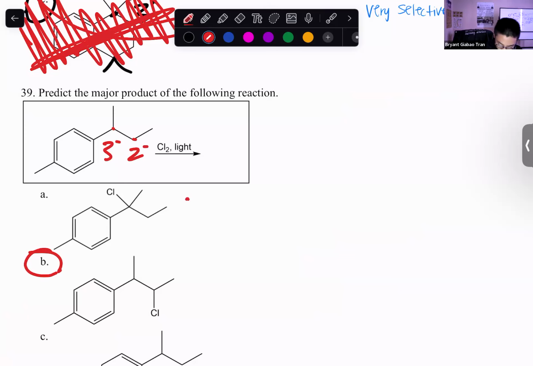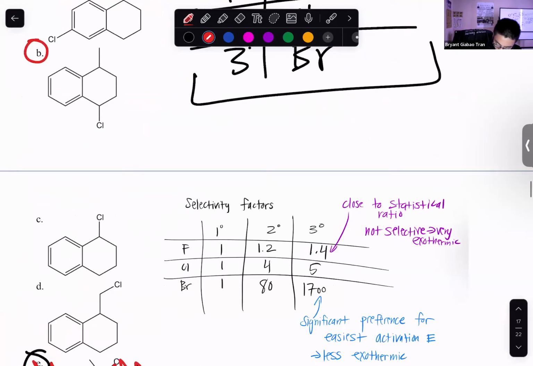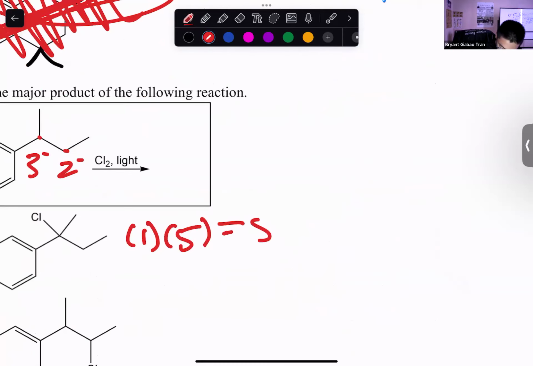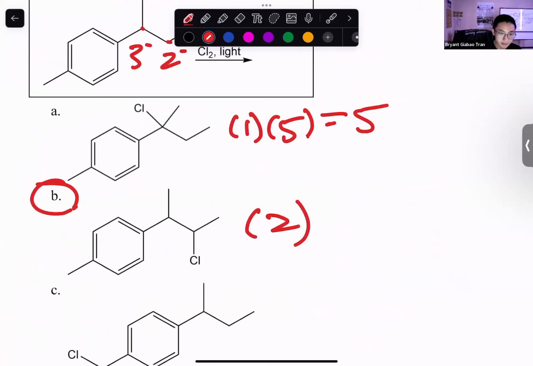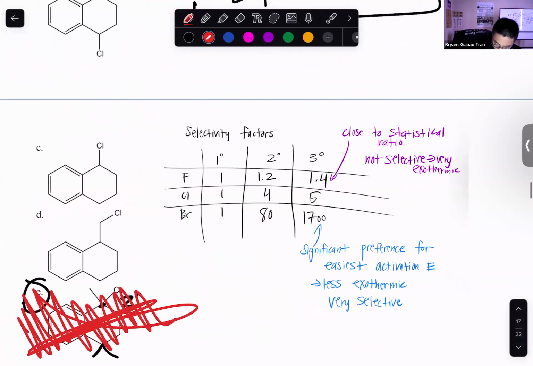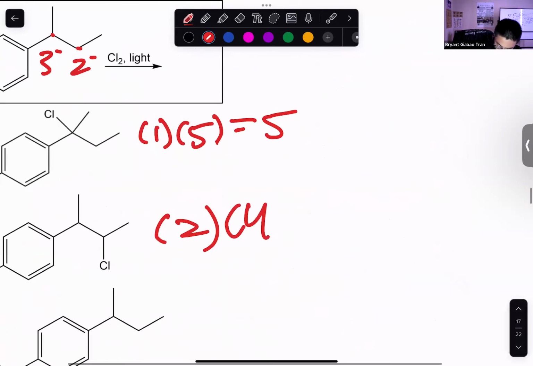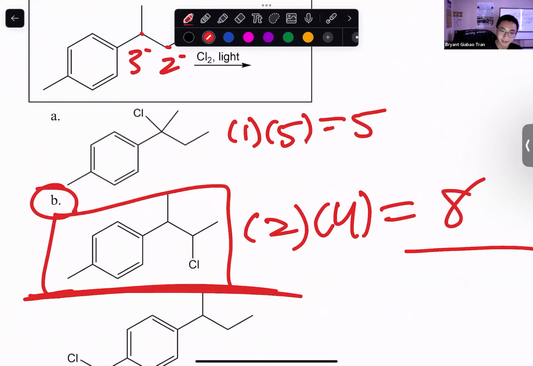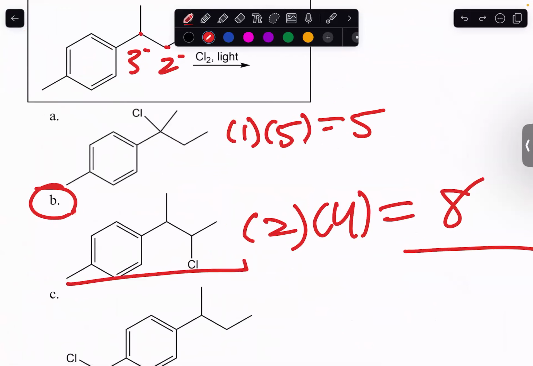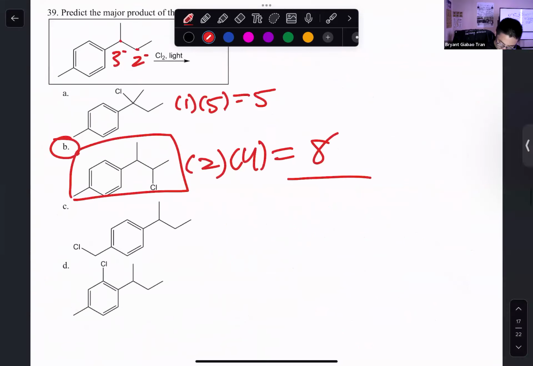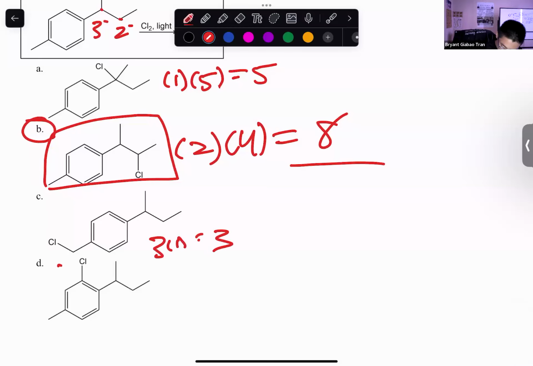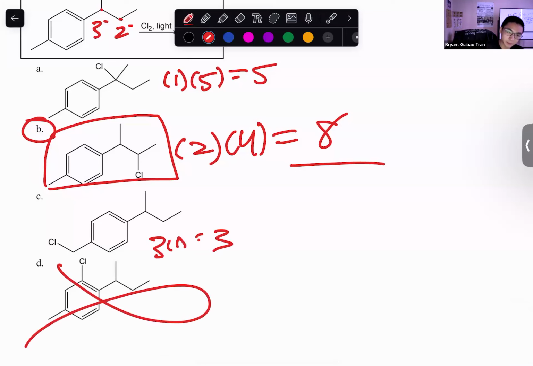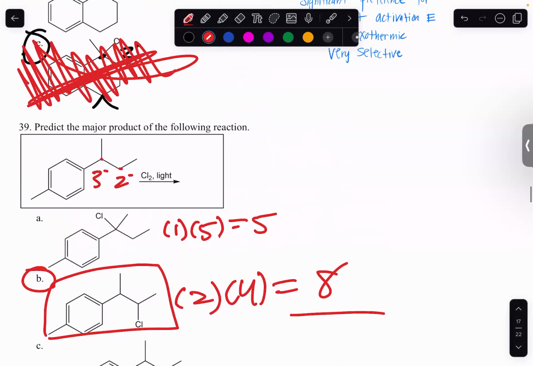But we could compare that. 1 hydrogen makes this, but it's tertiary, so tertiary for chlorine is 5. 1 times 5 is 5. 2 hydrogens can make this product, and it's a secondary carbon, which is 4. 2 times 4 is 8. 8 is a higher number than 5, so you're going to have more of B than A. Yeah, that's what I put too. And this is 3 times 1, that's 3. This is not possible at all, right? Because this reaction would not work with sp2 carbons. So it should be B, yeah.